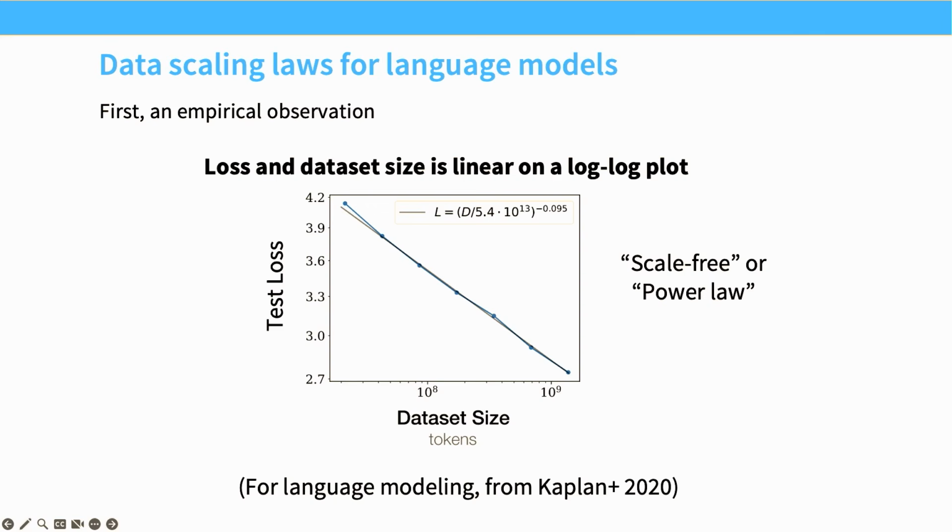I've taken this from Kaplan in 2020. I'm going to refer repeatedly to this paper. This one's OpenAI's neural scaling laws paper. They have a lot of lovely ablations and a lot of lovely data. Now, this relationship where I've plotted a line on a log-log plot, this is a scale-free or power law relationship.